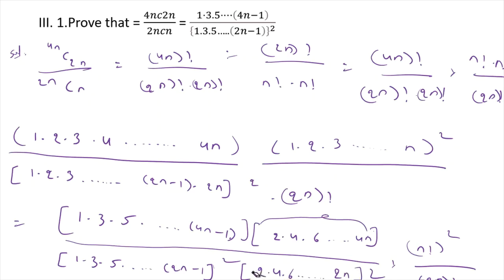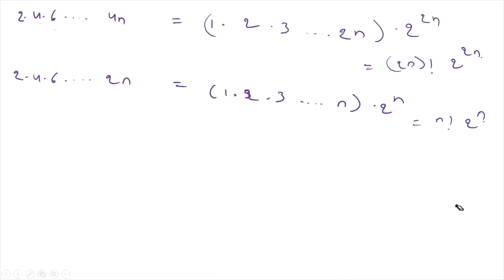This bracket I can write as 1 times 2 times 3, so on up to n times 2 power n, which is nothing but n factorial times 2 power n. But here we have whole square. So let us write down all these things. So which is equal to 1 times 3 times 5 so on up to 4n minus 1, times this term 2 times 4 times 6 so on up to 4n. This I can write as 2n factorial times 2 power n.